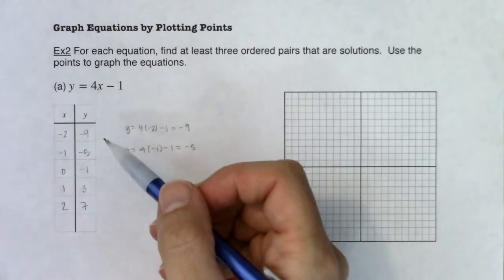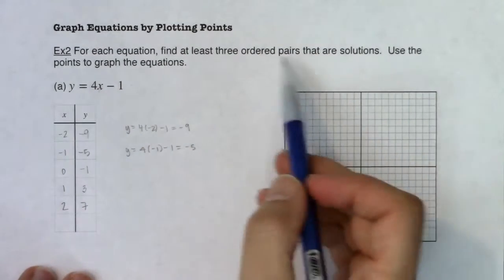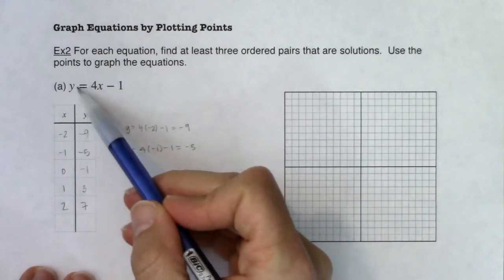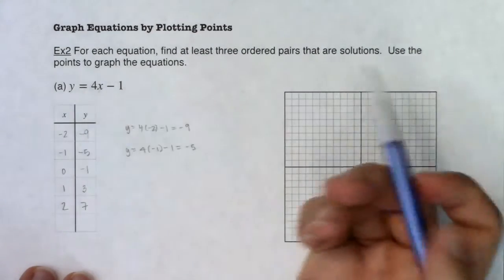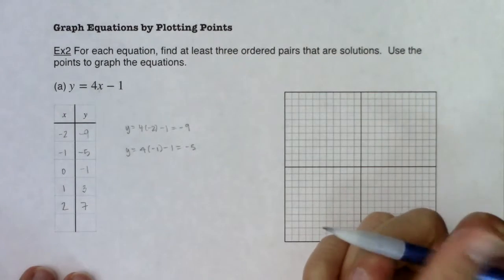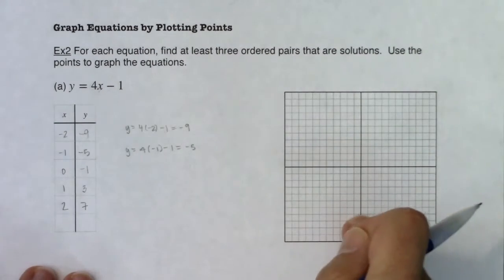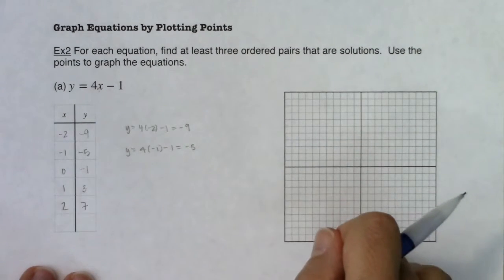So I actually have 5 ordered pairs. And these are all solutions because if I plugged x being negative 2 and y being negative 9 into this equation, equality holds. So that means it's a solution. But I can also graph it on my Cartesian coordinate system.